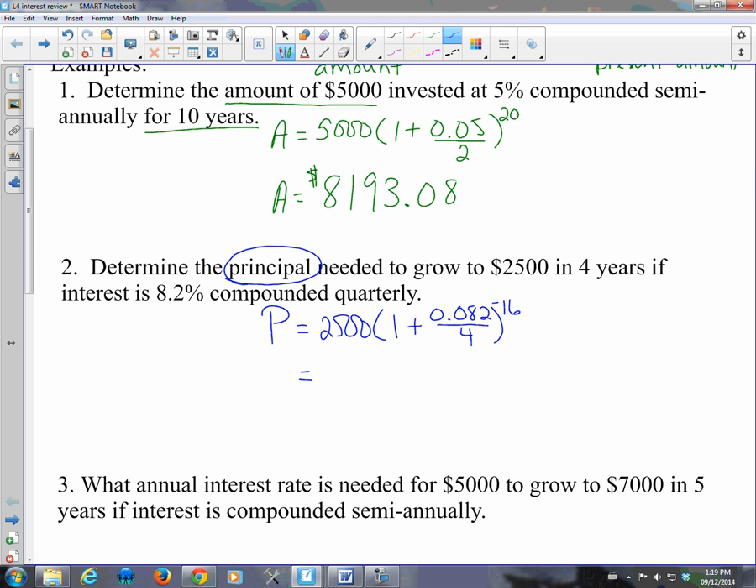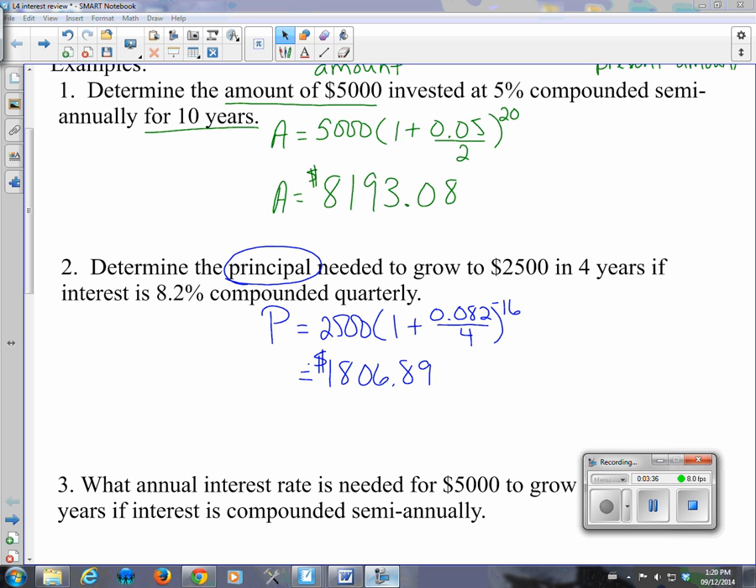Get my calculator going. So 0.082 divided by 4 plus 1 to the exponent negative 16 times 2,500. And if you remember, when we do present value, our answer should be smaller than what we started with. So we need $1,806.89 right now to get $2,500 in the future.